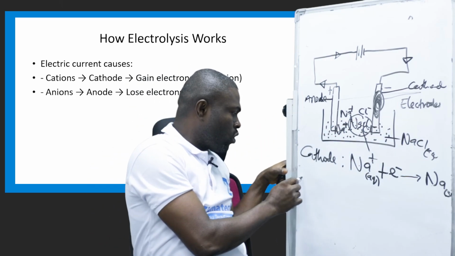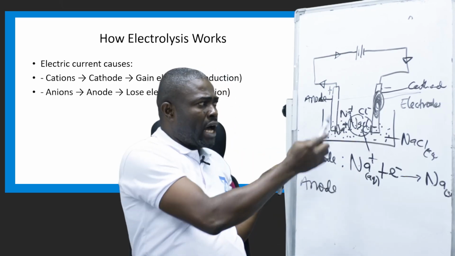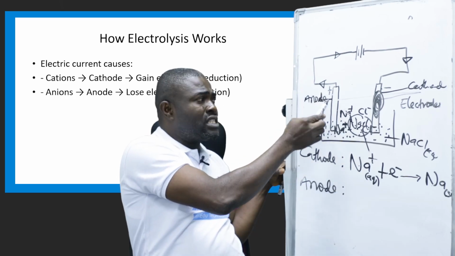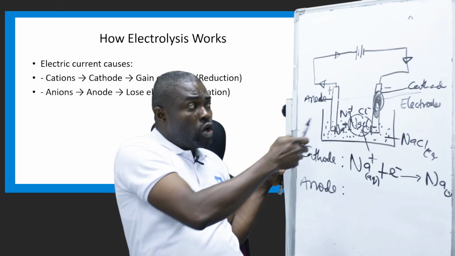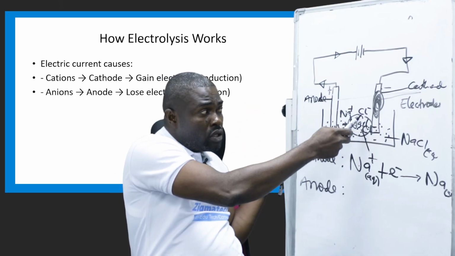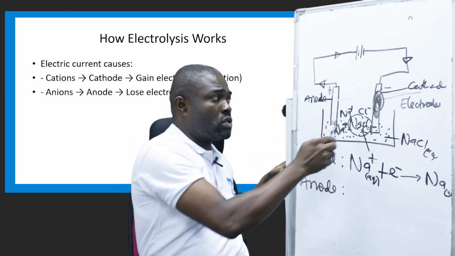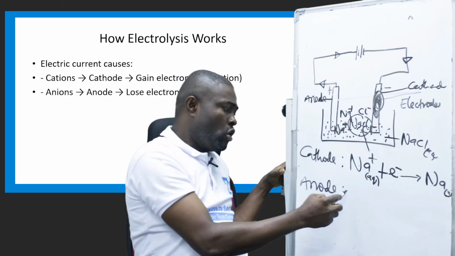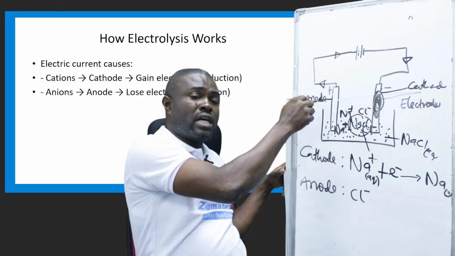Finally, on this particular segment, we shall now look at what happens at the anode. At the anode, what do you think that will happen? Watch it. Anode is the positive. So anode is expecting to get a negative charge. So between sodium ion and chloride ion, the one that is negative is the chloride ion. So the chloride ion will move to the anode.